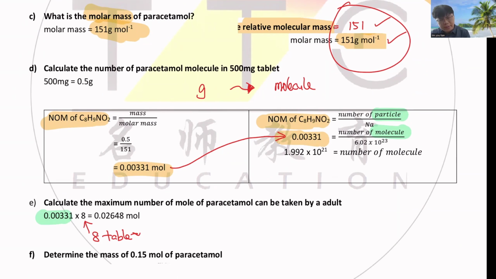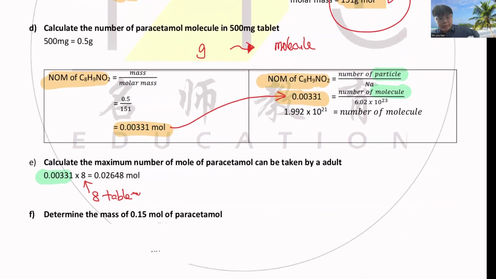Actually paracetamol is considered a poison to the body. So you need the liver to detox it. If you take too much Panadol, it will gather at the liver and then damage your liver. So quite dangerous. So maximum you can only take 8.